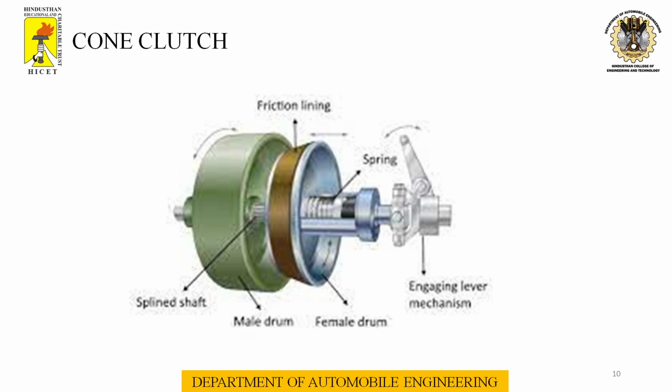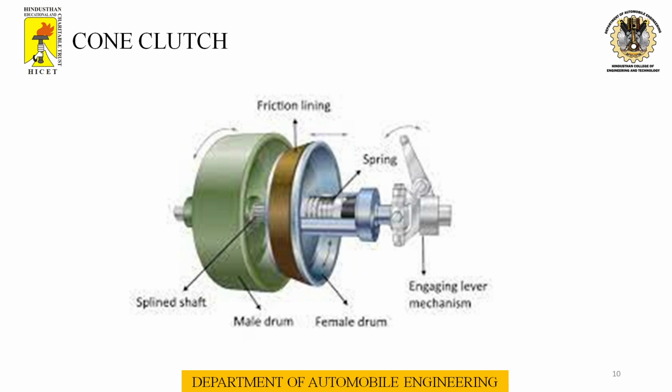Cone clutch. This is a simple sketch of the cone clutch. In this type, the contact surfaces are in the form of cones, as shown in the figure. In the engaged position, the male cone is fully inside the female cone so that the friction surfaces are in complete contact. This is done by means of a spring which keeps the male cone pressed all the time when the clutch is engaged. The torque is transmitted from the engine via the flywheel, and the male cone is splined to the gearbox shaft.